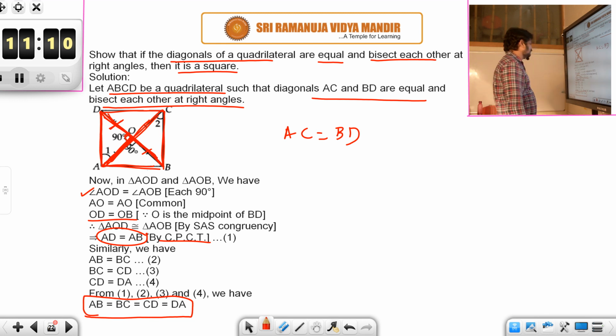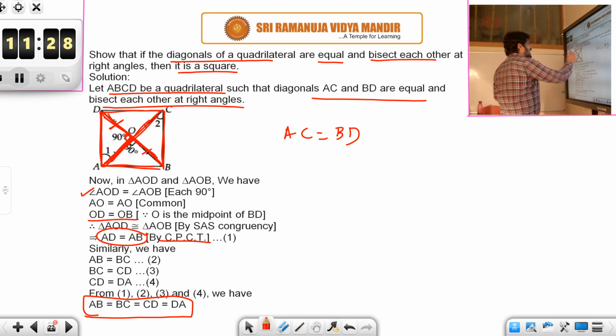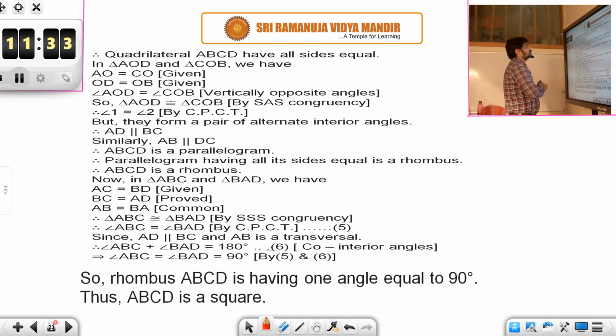Okay, students, so all sides are equal, right? So if all sides are equal, then it could be a rhombus as well. What is the difference between a rhombus and a square? In a square, all angles should be 90 degrees, right? So if you could prove the angles are 90 degrees, then you are done. So let's see how we could prove it.